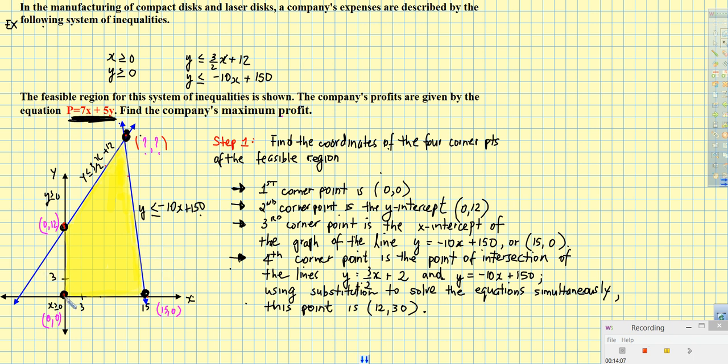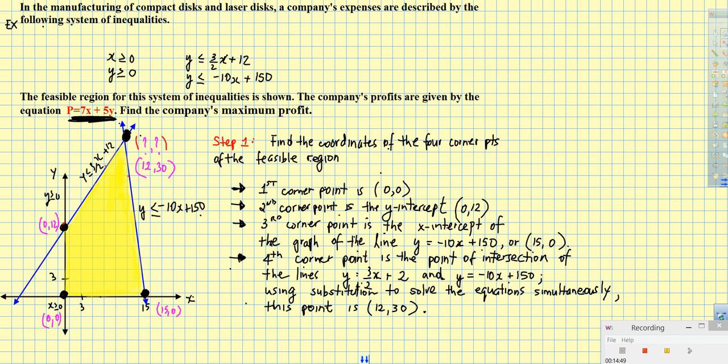One corner point is found at 0, 0. Another corner point is found at 0, 12. A third corner point is found at 15, 0. And the fourth one is yet to be seen because it's not very clear. But when we use substitution with the 2 equations, y is less than or equal to 3/2 x plus 12, and y is less than or equal to negative 10x plus 150, those 2 equations will give me the 4th corner point that I'm looking for. We figure it out using substitution or elimination, whichever one you prefer. You find the point to be at 12 and 30. So that's your 4th point, 12 and 30.